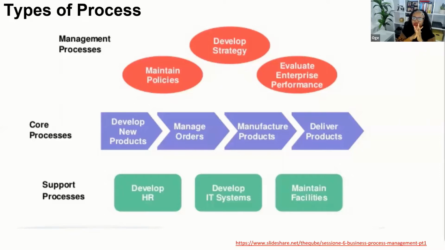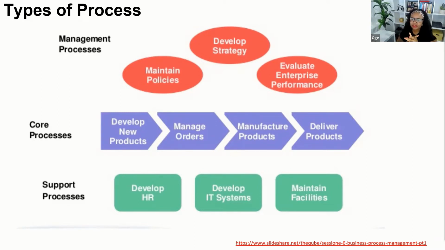The management processes are those management and control processes executed by the C-suite. It's about developing strategies, driving that strategy, monitoring and evaluating its performance at a high level, and coming up with policies that help them achieve those strategies. Those are what we call management processes, very up there. Most organizations, no matter the industry or business, have management processes, and they're very similar. They don't really differ from organization to organization.